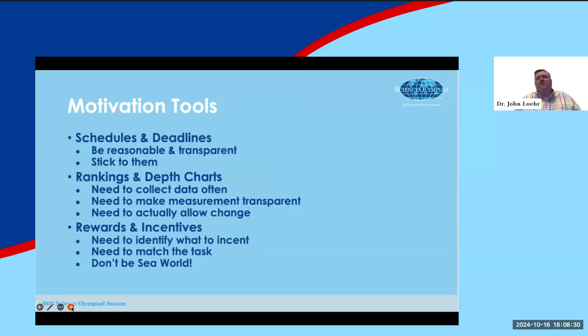All right, so some of the tools. Schedules and deadlines: I think you need to be reasonable about them and be transparent. Why do we have them? Why do they need to be these specific days? And you've got to stick to them. And this is back to Laura's point.